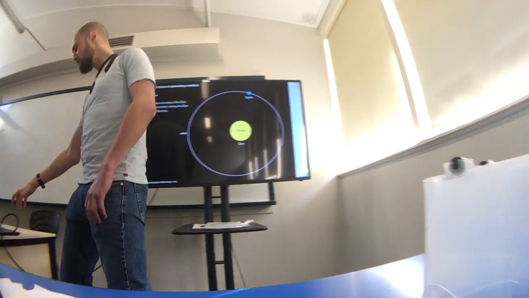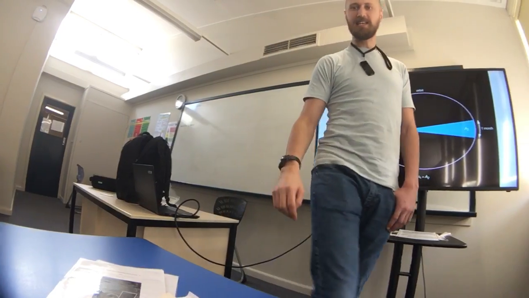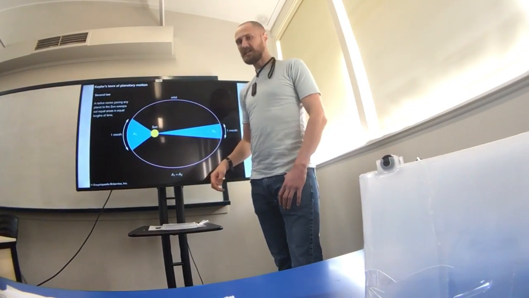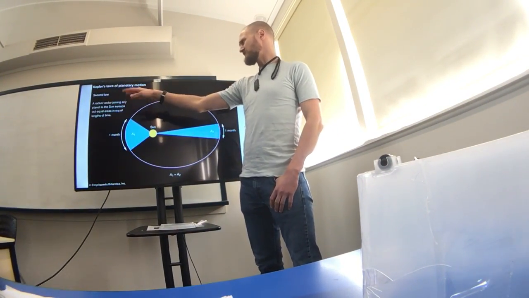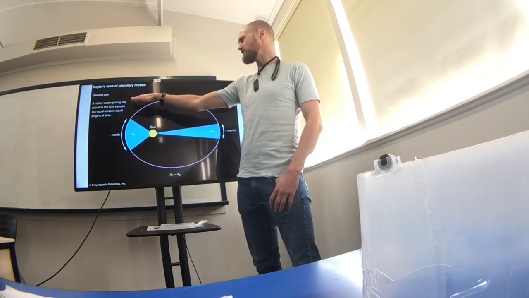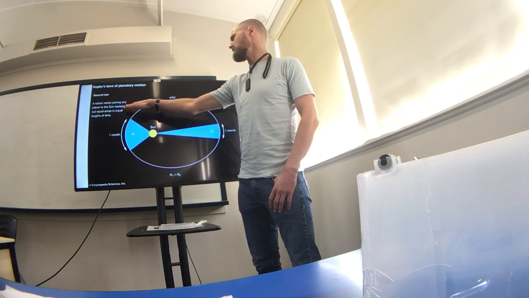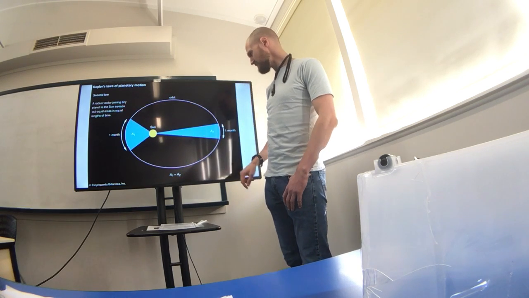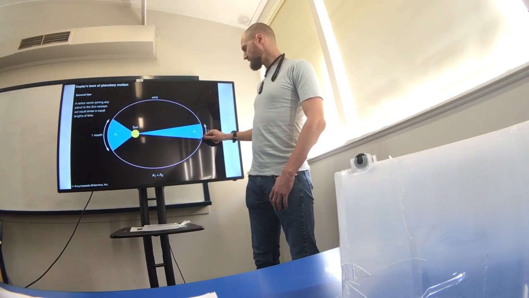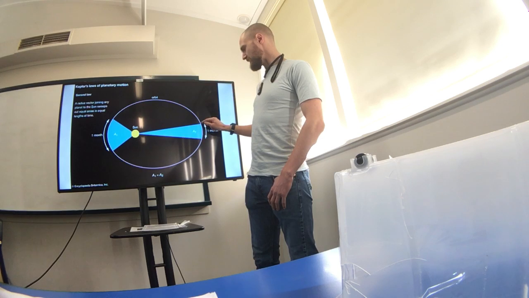The second one's probably the hardest one to get a handle on. It says that, well, I'll read the definition up here. Second law: a radius vector joining any planet to the sun sweeps out equal areas in equal lengths of time. So let's say we are here. The satellite starts here. A month later, it ends up here.